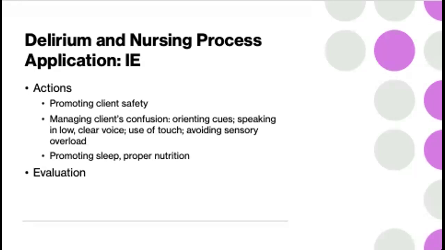Promoting health and proper nutrition, if that's what you're going to implement, right? We want to monitor for sleep and nutrition. We want to encourage adequate intake. We might have to have somebody sit with them while they're eating to help them finish their meal. Encourage regular bathroom assistance, and then promote sleep. So we might need to discourage daytime naps and encourage some physical activity. And then, of course, evaluation would be depending on what you implemented and how you're going to evaluate it.